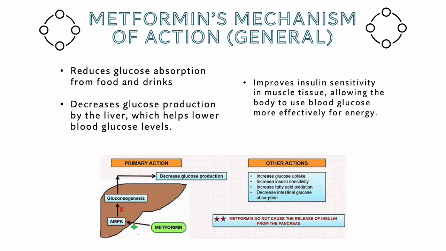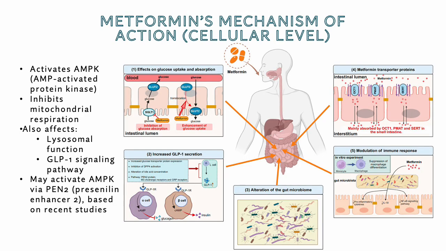Metformin also does some other helpful things, like improving insulin sensitivity in your muscle tissue. Think of it as making your muscles more receptive to insulin, allowing them to use the glucose in your blood more effectively for energy. Metformin primarily works on glucose production and absorption, and it improves how your body uses the insulin it already makes.